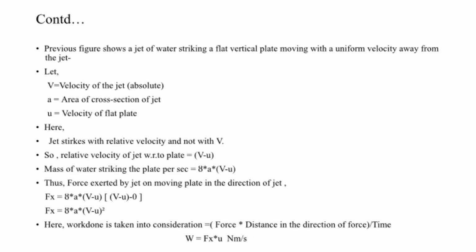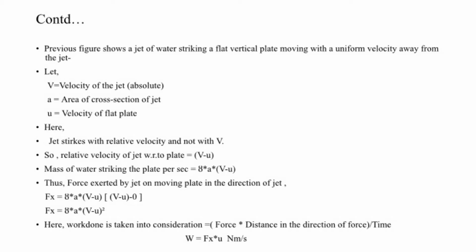Now what is the relative velocity? It is nothing but the velocity of jet minus the velocity of flat plate. Now the mass of water, that is small m, is given as rho into area into velocity, as we know. Therefore here we have to take relative velocity, so mass will be equal to rho into area into bracket capital V minus u.